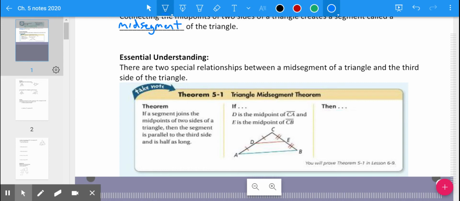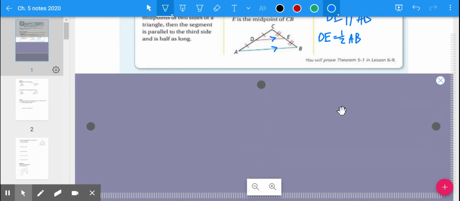So in this case, what we're saying is segment DE is parallel to segment AB. And you can tell from the picture, they look parallel, but it's proven. And it's half as long. So it's either half as long as AB or AB is twice as long as DE. So you can write it as DE is equal to 1/2 of AB. But you could also say that AB is 2 times DE. So those are two relationships that the mid-segment gives us in a triangle.